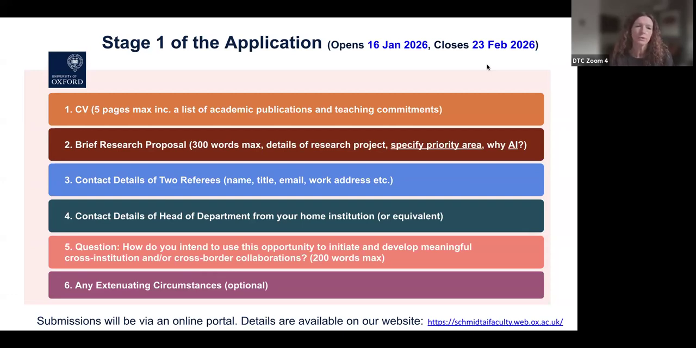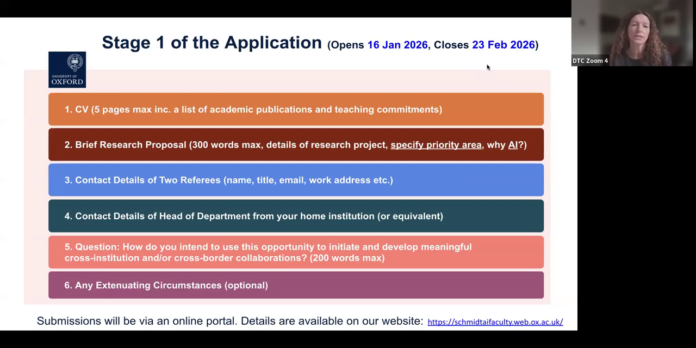We also require at stage 1 contact details of 2 references. So that's the name, title, contact email address and work address of them. However, we don't contact your references unless you are successfully appointed. So just to manage your expectations and that of your referees, we wouldn't contact them until the point that you had been offered the fellowship and accepted.